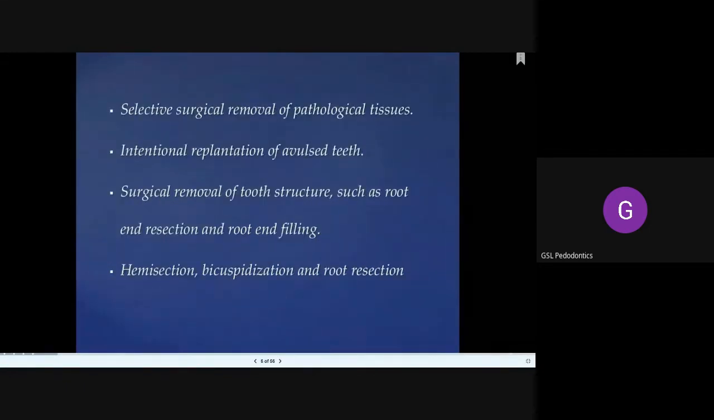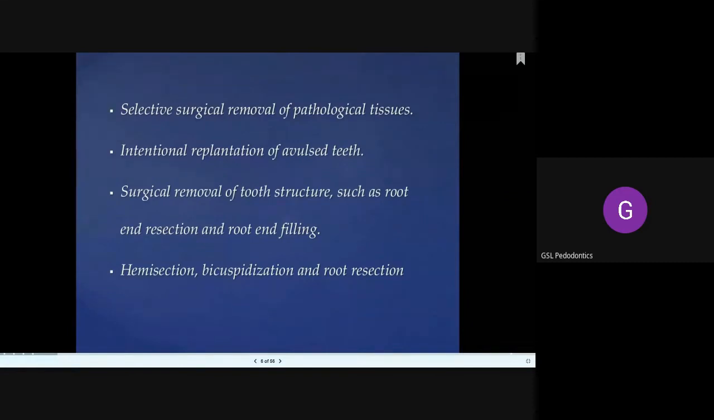Next, the non-surgical treatment of the root canal system, and the periradicular pathosis. So first you should do selective surgical removal of the pathological tissues, and if any tooth is avulsed, like if the tooth comes out, then you should do intentional reimplantation, and if required you should remove tooth structure such as root end resection, not all the tooth structure, only some root part, and you should be able to do the filling from the back aspect, that is the retrograde. Retro is nothing but backwards. And if at all required, you should be able to do hemisection, like half the tooth you will remove and half you will keep.